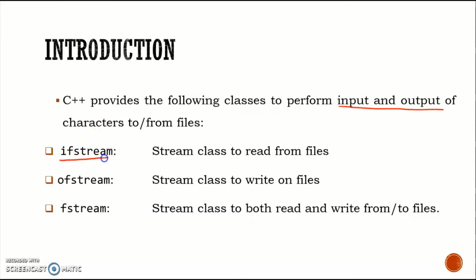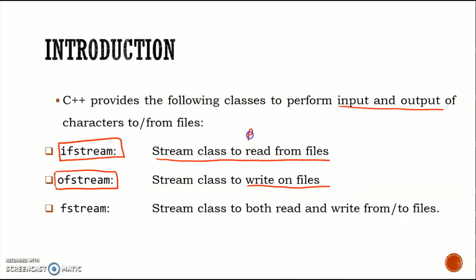If we use ifstream, this is the stream class to read from a file. Ofstream, in other words, is the stream class to write to a file. So if this is to read, this is to write. And if we have both read and write, then you use fstream.